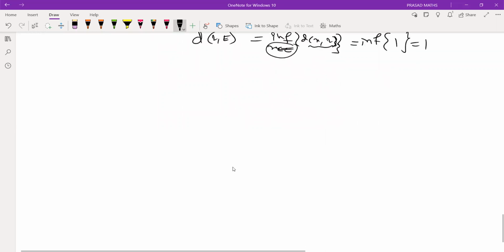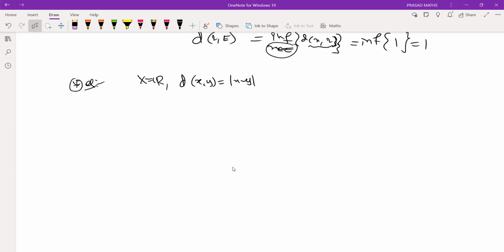Okay. Suppose you take X is equal to R with respect to usual metric, right? My set is nothing but the irrationals. Suppose I take x equal to 2.